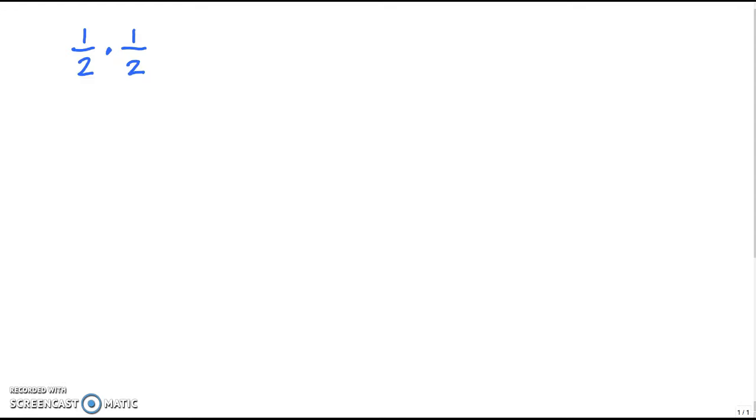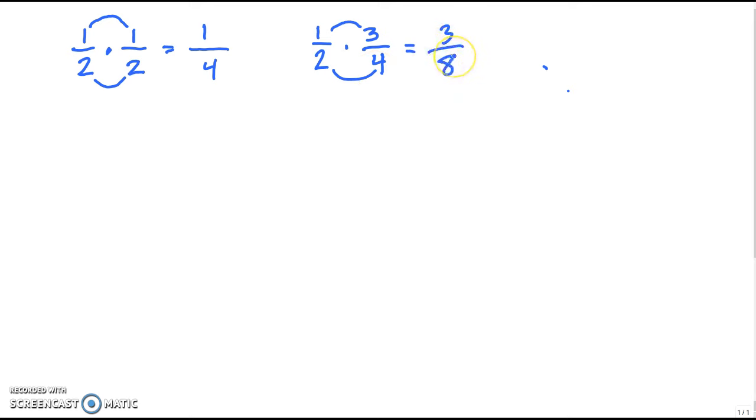1/2 times 1/2. Hope you remember you multiply top times top, bottom times bottom, otherwise we call that denominator on top, numerator on the bottom. Multiply that, 1 times 1 equals 1, 2 times 2 is 4, so 1/2 times a half is a quarter, 1/4. 1/2 times 3/4, 1 times 3 is 3, 2 times 4 is 8. So 1/2 times 3/4 is 3/8.